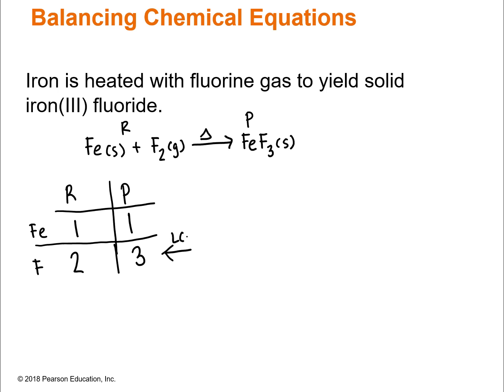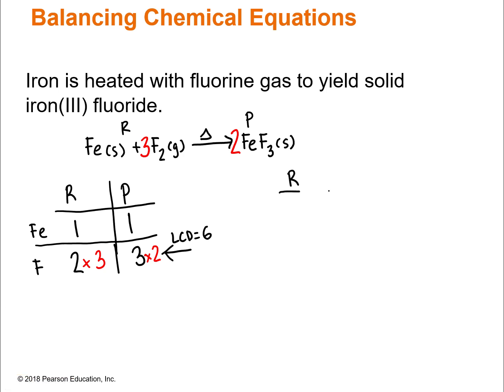We're going to need our lowest common denominator again, which is 6. It's going to be 6 a lot. I'm just going to tell you that now. Not always, but a lot. So what we're going to do is multiply our fluorine on the reactant side by 3, by placing a 3 out in front. That's the coefficient. On the product side, we have to put a 2 in front of the compound that has fluorine.